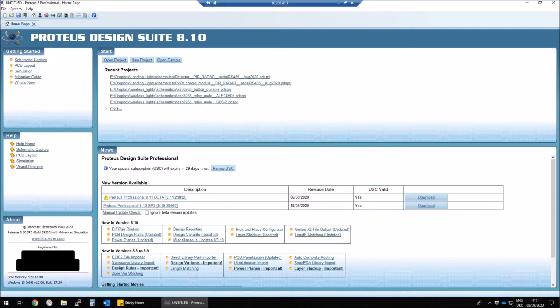In this second Proteus 8.10 tutorial, we will look again at the automatic nightlight circuit. In the first example, I used a simple transistor switch to achieve the desired operation, which enabled me to demonstrate the basic features of Proteus which are involved in capturing a circuit schematic and laying out a PCB.